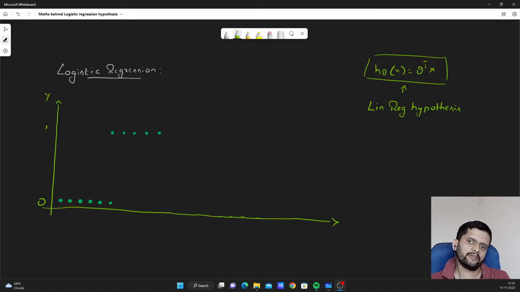In this video, I will talk about the maths that is involved behind the logistic regression hypothesis and why we are making use of sigmoid function. Also, why we cannot simply directly use the hypothesis that we have for linear regression.